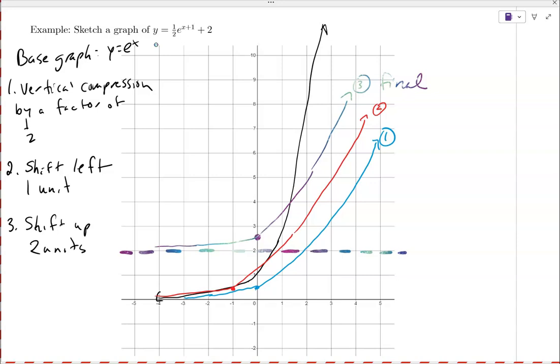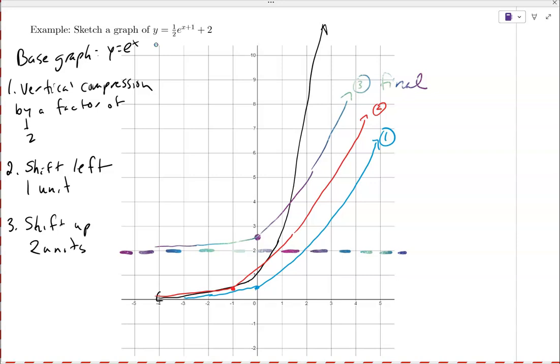So again, we compressed it, we shifted it left, and then we shifted it up. These are things that we've already done before with transformations. It's just playing with a new graph to do the transformations. We're going to get another function today and another new graph, and we're going to play with the transformations of this as well. Is that okay?